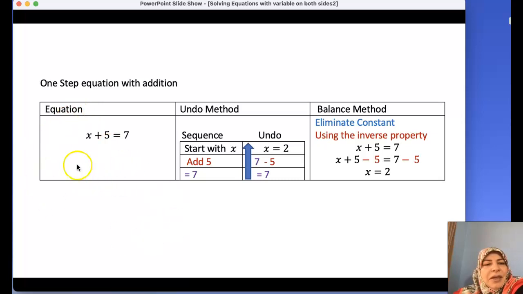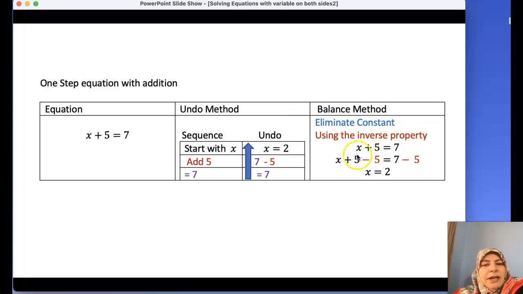But let us see what are the math steps for that. What is the pattern for that? So I have a constant, which is 5. I want to eliminate this 5, so I can get x by itself. Again, a number with no variable is a constant. So this 5 is a constant. So how can you eliminate the constant? I'm just using the inverse property.